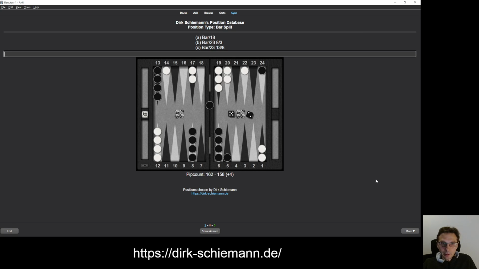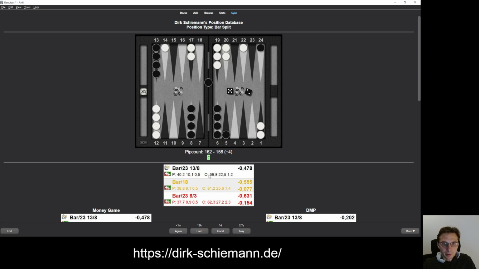So again, we had this already a couple of times. Is a blot on the 22 really a reason to split to the bar? I would say no. These checkers on the 23 and 24 are quite safe, and so you should just move like most of the time. When you see this structure, just move simply to the 8 point. Bar-18 would be an overplay here.